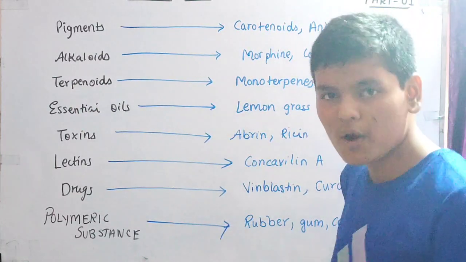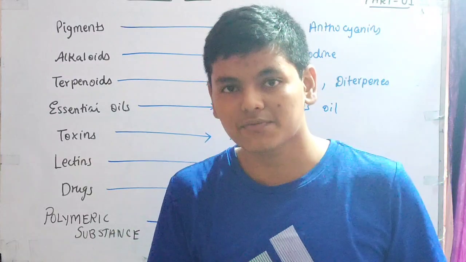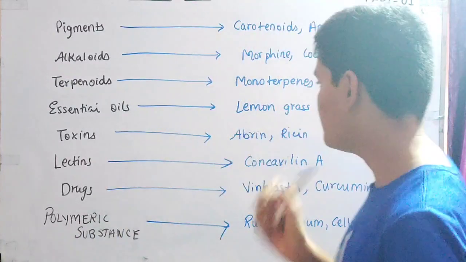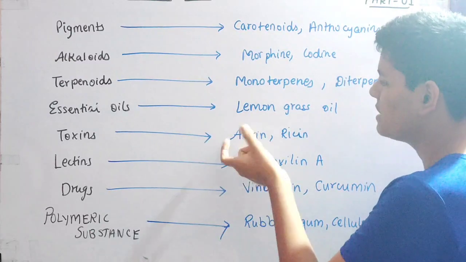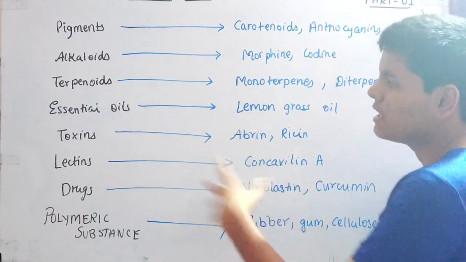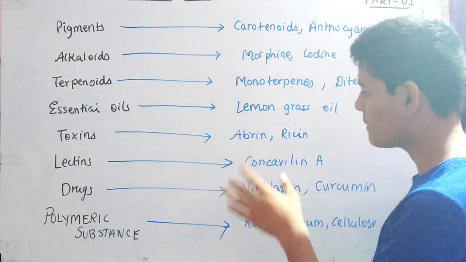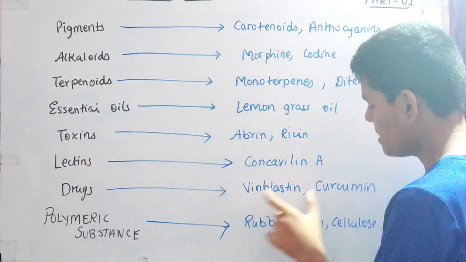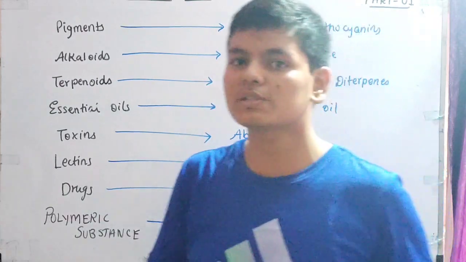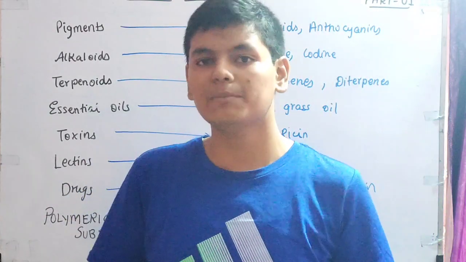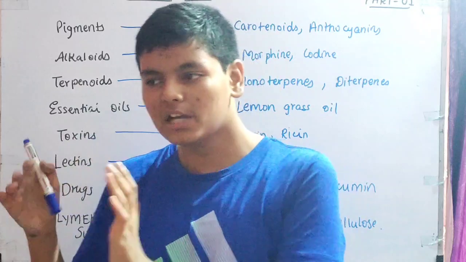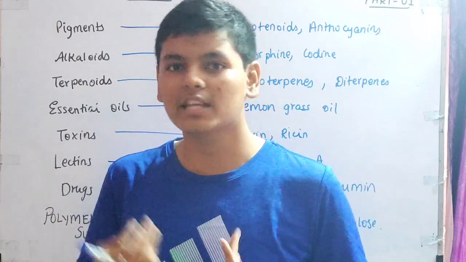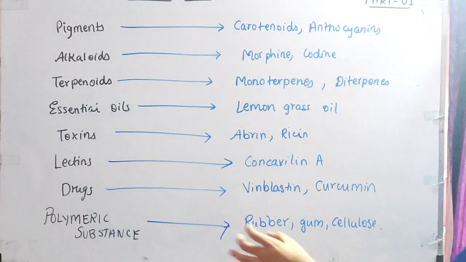Essential oils are some oils which are produced by the plants, which the plant does not use itself. Example, lemongrass oil. This is not something related to lemon and grass, but it is something else. Toxins are some toxic substances such as abrin, ricin. Lectins are concanavalin A. Drugs are vinblastine and curcumin. Drugs are also not used by the plant themselves, or else they might be used, we don't know about them. But they are ecologically important, economically important. They give money.